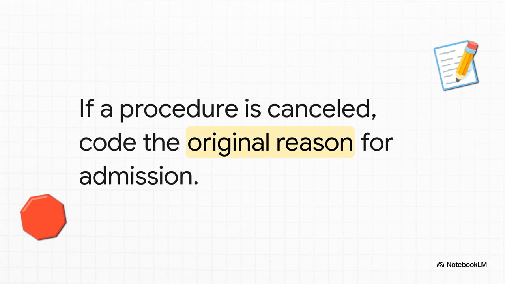What happens when the original treatment plan isn't carried out? Imagine a patient is admitted for a laparoscopic cholecystectomy to remove their gallbladder. But right after the first incision, the patient unexpectedly has a severe seizure. The surgeon immediately cancels the procedure to stabilize them. So what's your principal diagnosis?